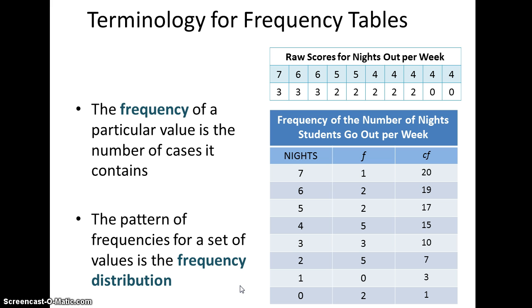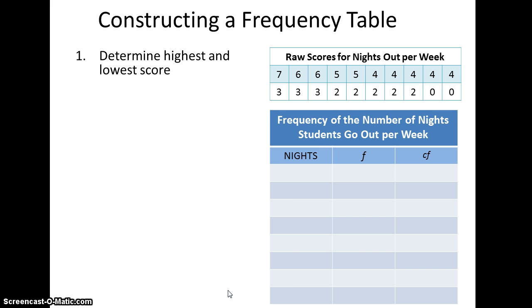The pattern of frequencies for a set of values is the frequency distribution. So you look at this pattern right here to see what it looks like. It's kind of low here, gets a little bigger, it's pretty big here, gets a little smaller, big again, and then it tapers off again. Okay, so that's your frequency distribution.